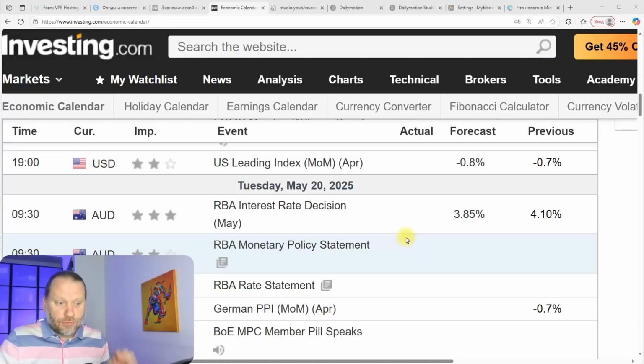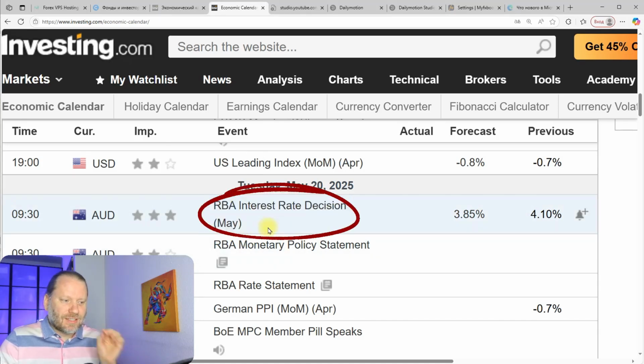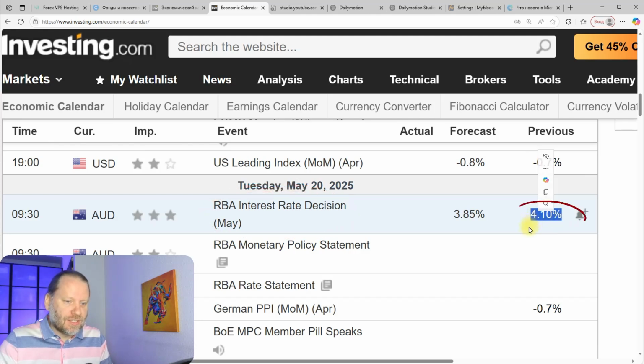But here's the most interesting news this week. Let's look at the economic calendar. On Tuesday, May 20, there's going to be news: the interest rate decision from the Central Bank of Australia. The current rate is 4.10%, and it's forecast to go down to 3.85%.